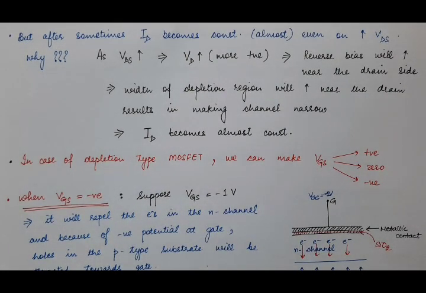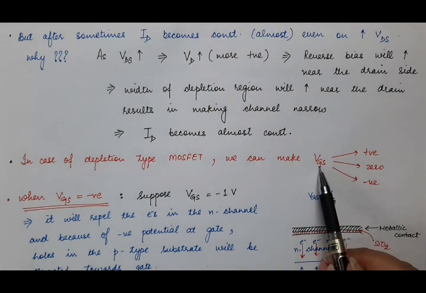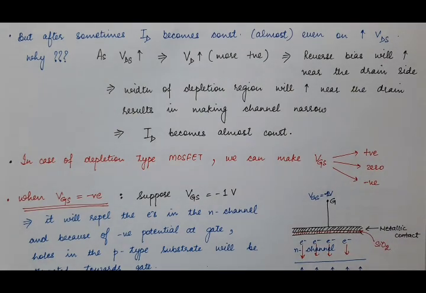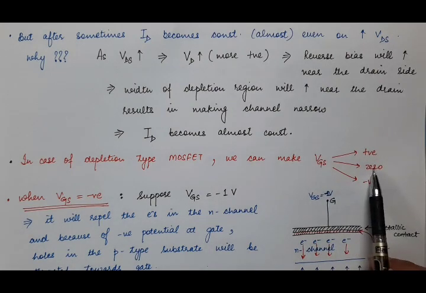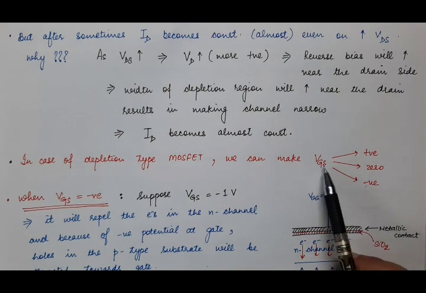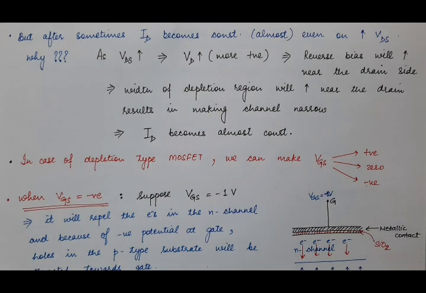Now in case of depletion type MOSFET, we can make this VGS positive, 0 and negative. But in case of the N channel junction field effect transistor, we have just discussed the cases of VGS 0 and VGS negative. But in case of depletion type MOSFET, we can even make this VGS positive also.